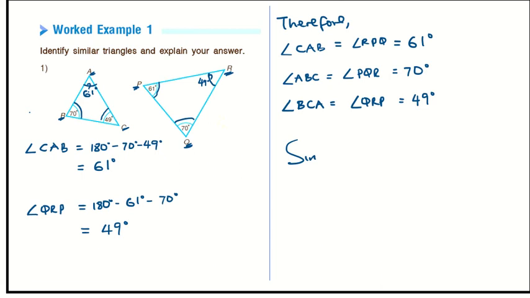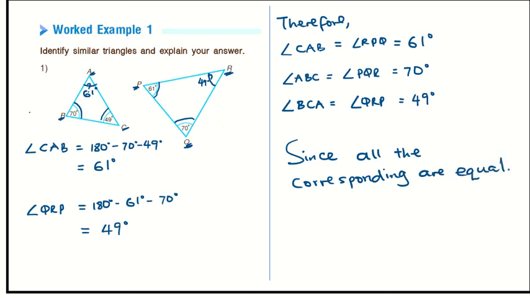Since all the corresponding angles are equal, then triangle ABC is similar to triangle PQR. Okay? So the two triangles are similar.